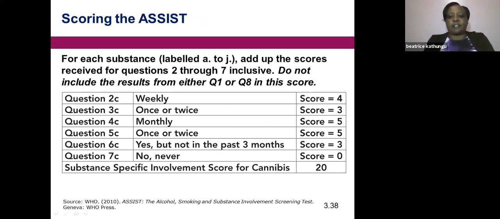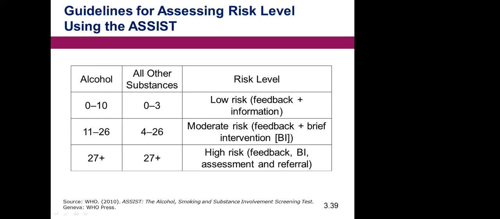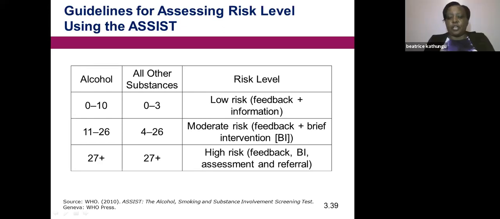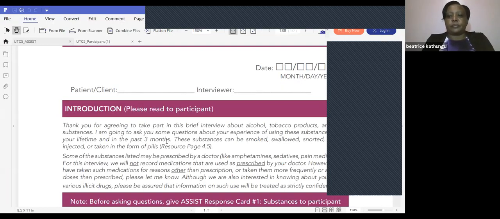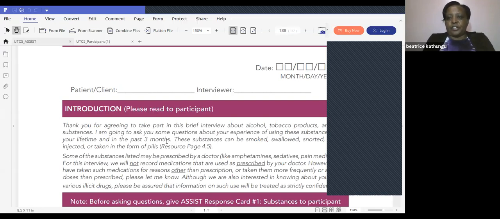So we score the assist after that, and there's a guideline of what you do with the score and the meaning of that score and how we now help the client towards linking them to the appropriate intervention. So that is the process we are going to be walking through. So I'm going to stop sharing that now, and I'm going to finally share the assist tool, which I hope every one of us has got a copy of. Do we have any question before we proceed? You can raise your hand if you have.